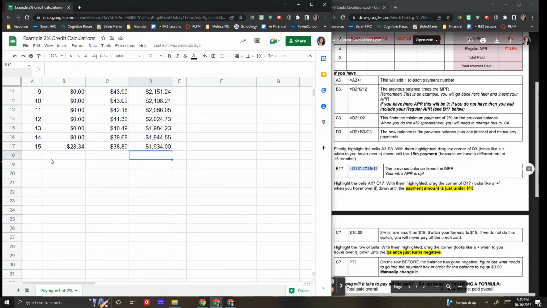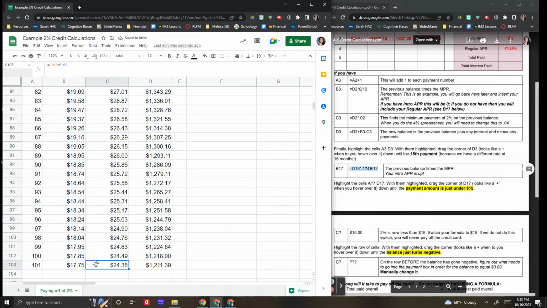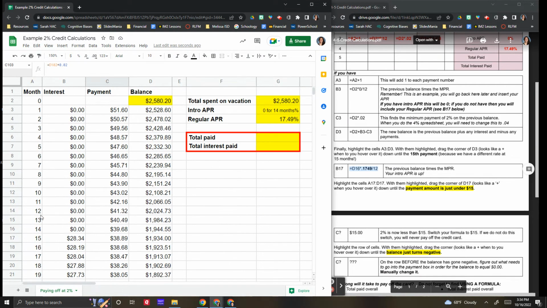And so then what I'm going to do is I'm going to select these cells, again, highlight them, unclick so that it is highlighted. I can move the mouse around. And then I'm going to go ahead and go to the blue corner, grab the box, and I'm going to drag this down for a super long time until this row right here, column C, the payment amount is just under $15. So I'm not there yet.